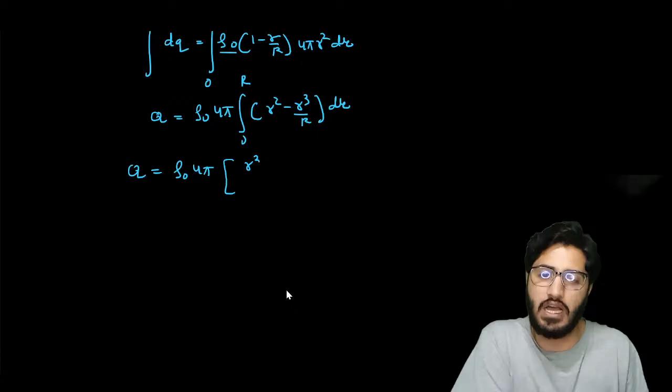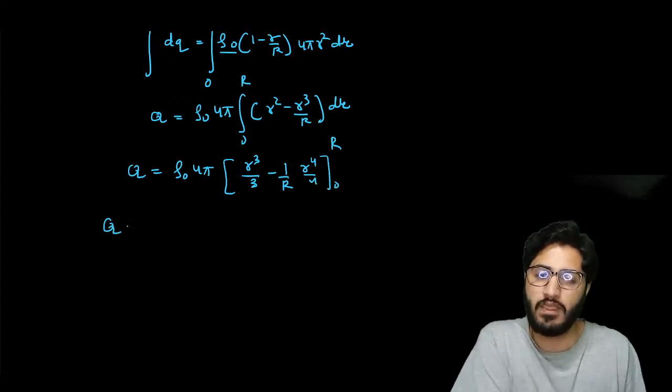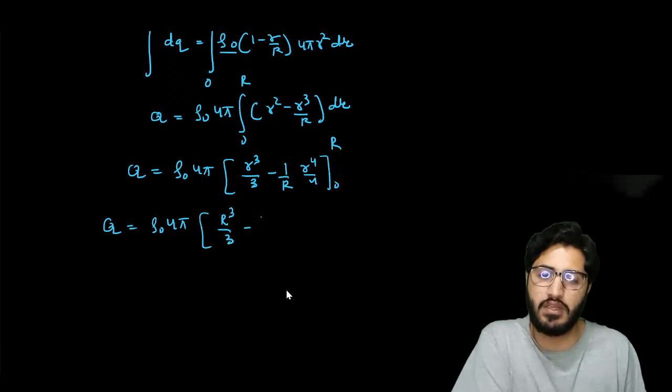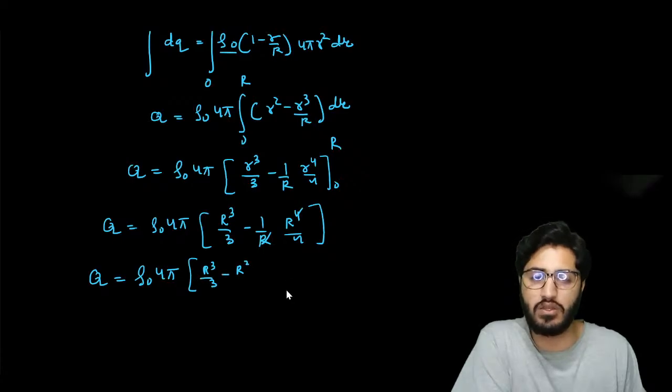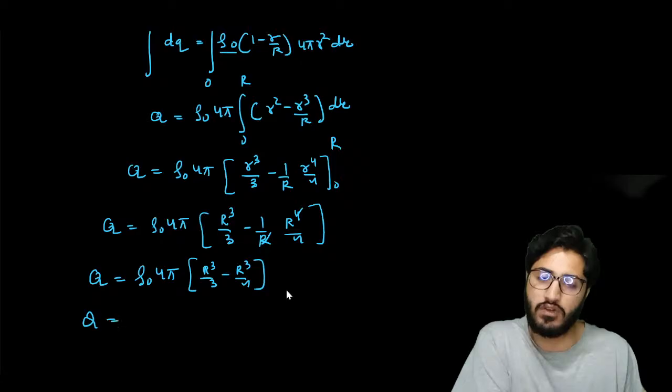So my charge will be equal to rho naught 4 pi times the integration of r square, which is r cube by 3, minus 1 by R times the integration of r cube, which is r to the power 4 by 4, with upper limit and lower limit. I will place the limits: R cube by 3 minus 1 by R times R to the power 4 by 4. One R cancels out. So my charge will be rho naught 4 pi times (R cube by 3 minus R cube by 4). I will take R cube common, then I have 1 by 3 minus 1 by 4.